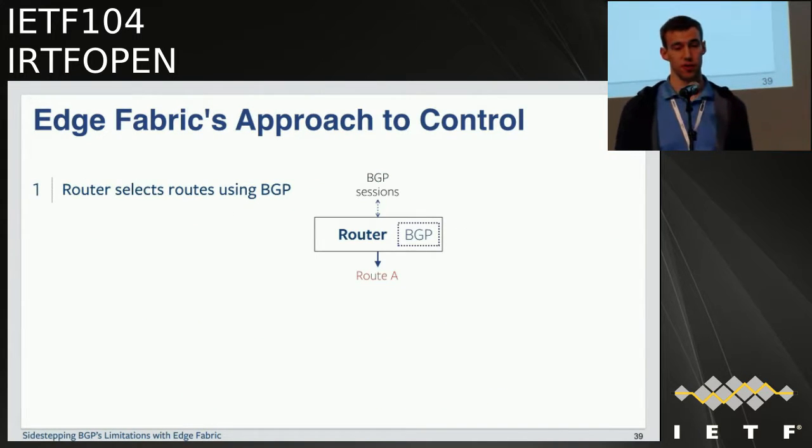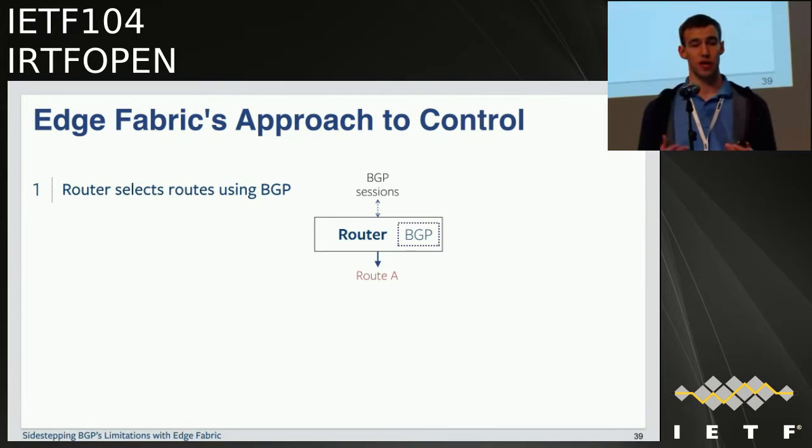So what does this approach look like? Well, first, routers at the edge of our network keep selecting routes like they do today using BGP. We still have all of our BGP sessions with other networks terminated at those routers. So in this case, our router, based on all the information that's received, has selected route A.